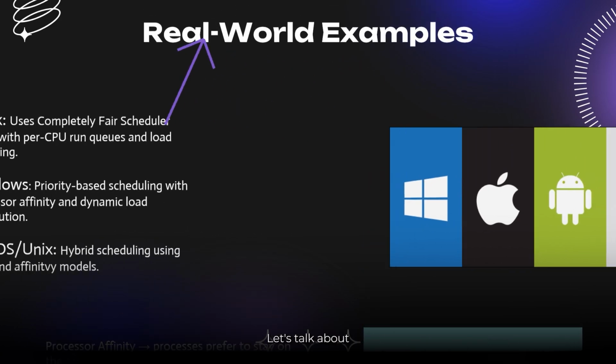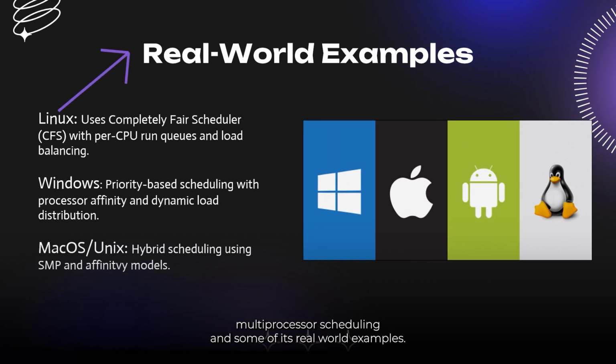Let's talk about multiprocessor scheduling and some of its real-world examples. Multiprocessor scheduling is one of the most important aspects of a modern operating system. It's the process that decides which processor runs which tasks and when. In today's world, almost every device, from laptops to smartphones, uses multiple cores. Efficient scheduling ensures all those cores work together smoothly for maximum performance.